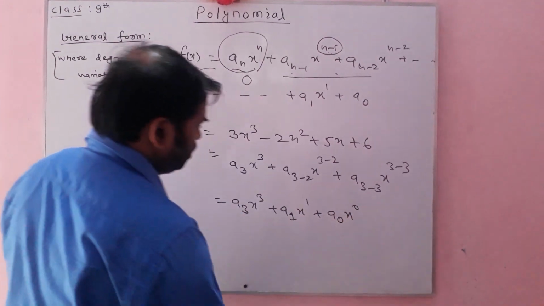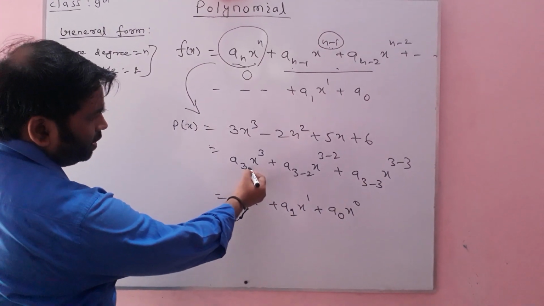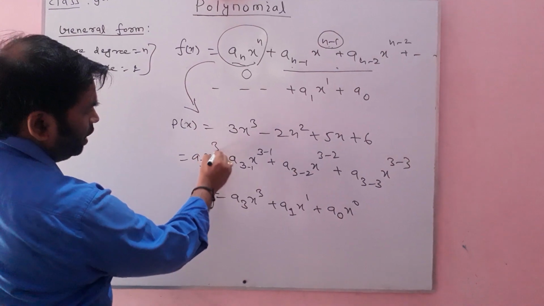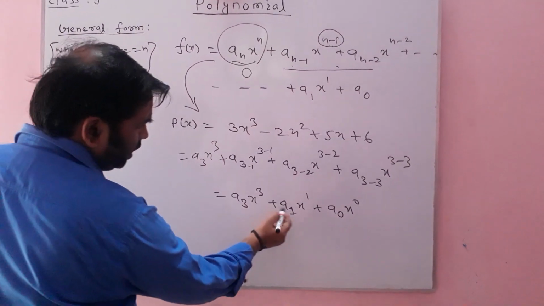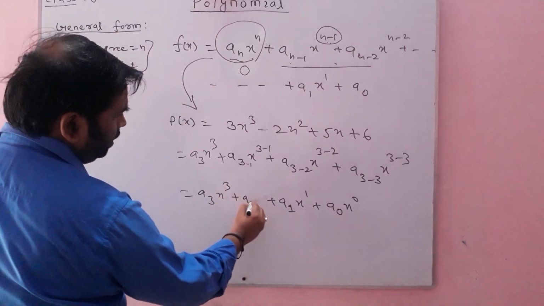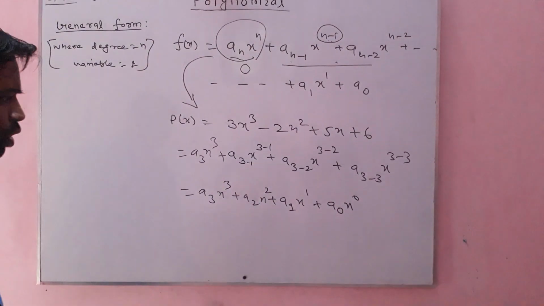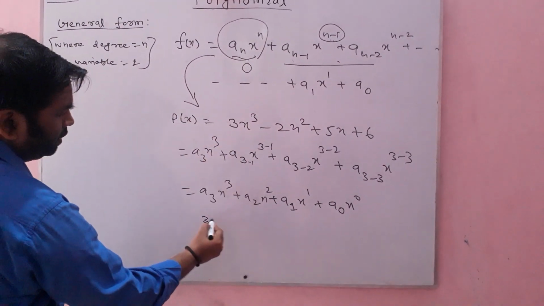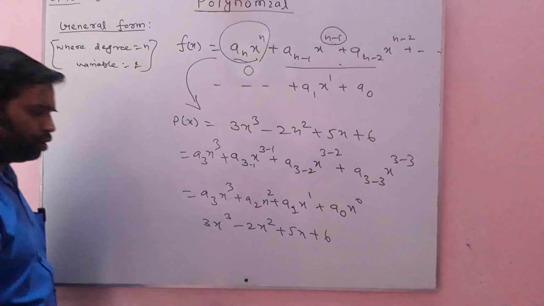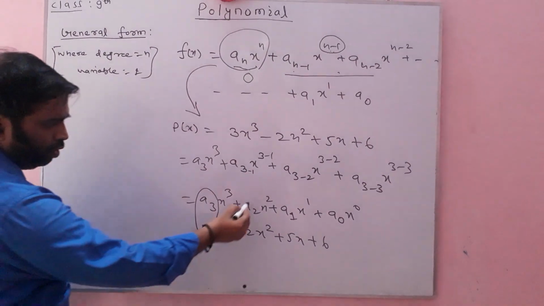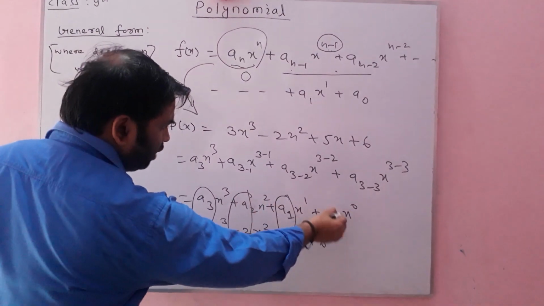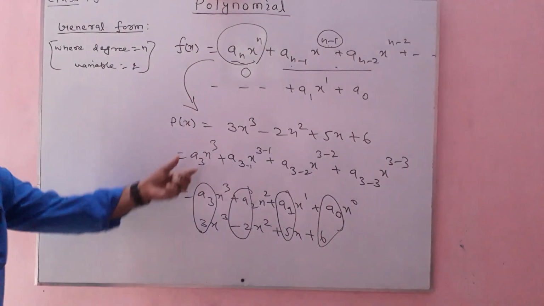So just see here, a_3 x^3, a_2 x^2, a_1 x, a_0. Now what is our expression? 3x^3 minus 2x^2 plus 5x plus 6. So what is the value of a_3? 3. What is the value of a_2? Minus 2. What is the value of a_1? 5. And what is the value of a_0? 6. So now you understood.